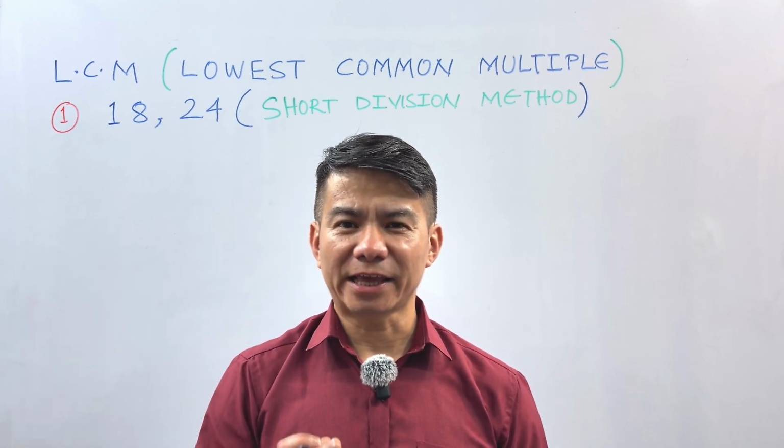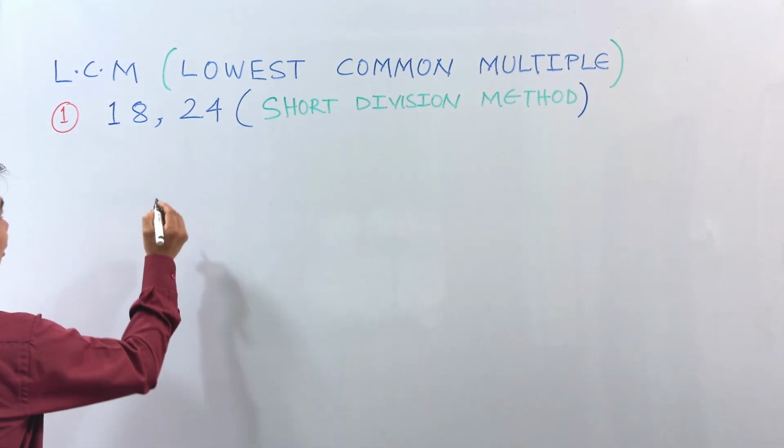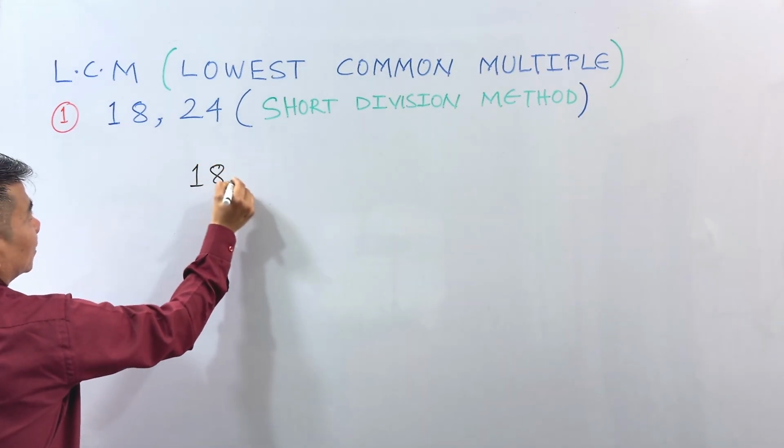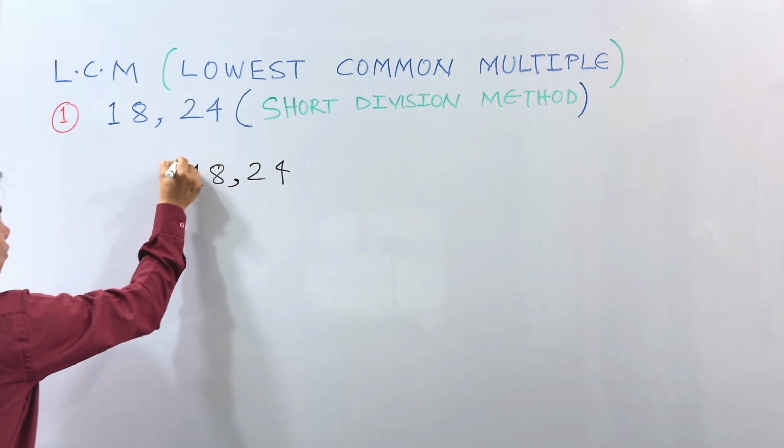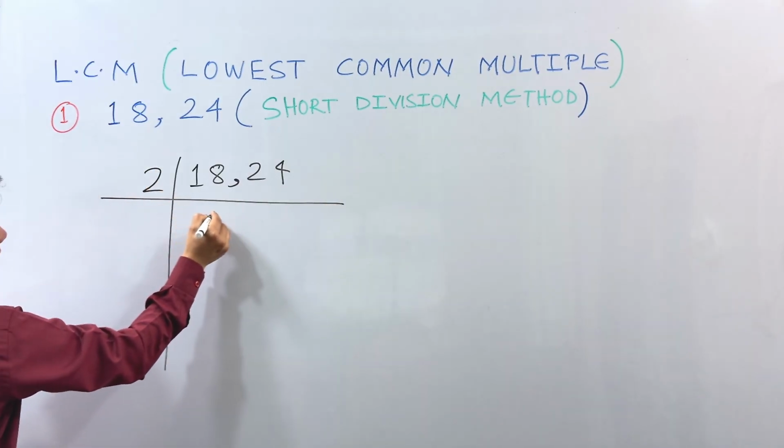A faster way to find LCM every student must know. Look at the board. First of all, we write the given numbers together and we draw two lines, one vertical and one horizontal. Then we go on dividing the numbers by the least prime number.